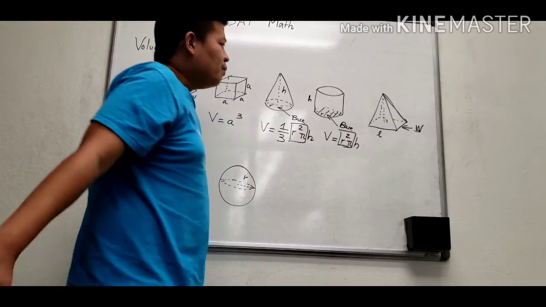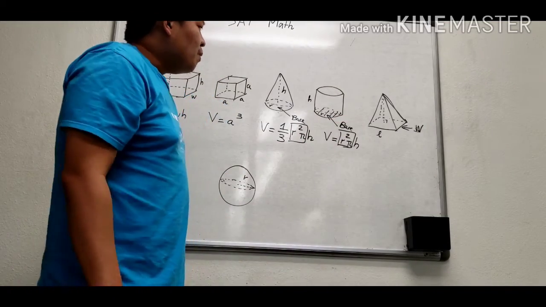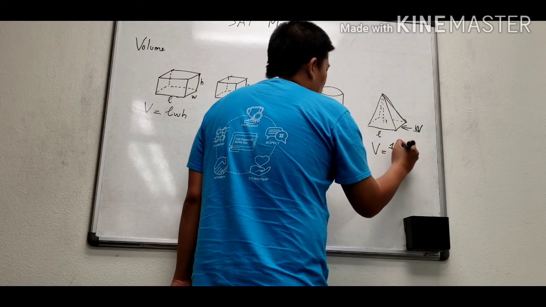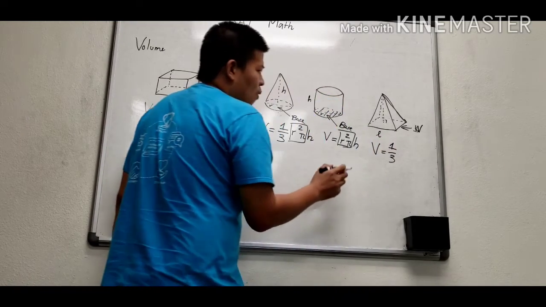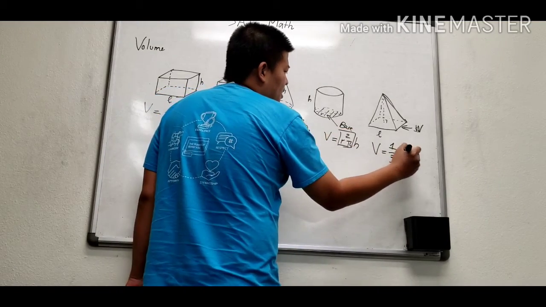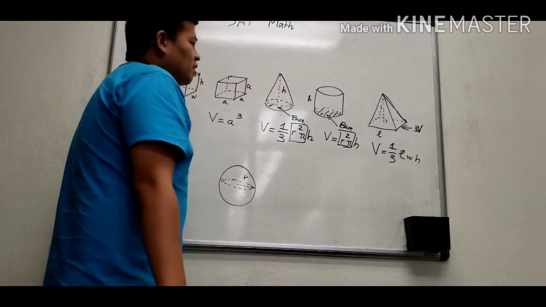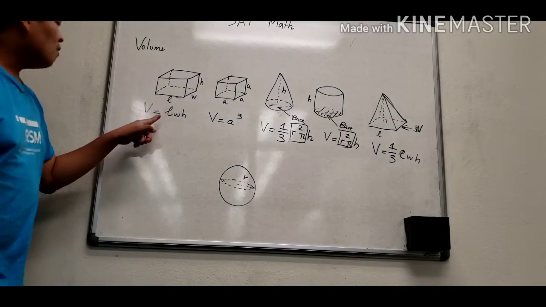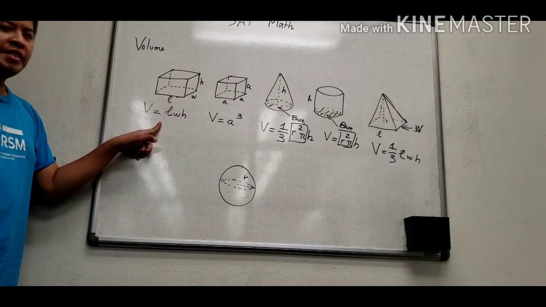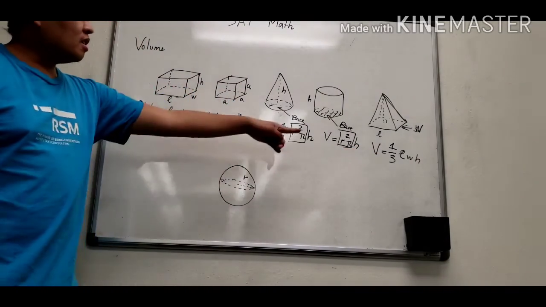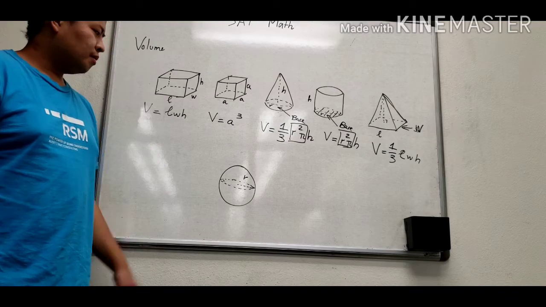The next one is the pyramid. For the pyramid, the formula is 1/3 multiplied by the length, width, and height. This formula is similar to the volume of the rectangular object, but we have 1/3 here. This is the formula we need to learn.